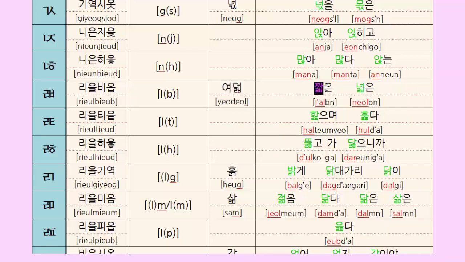Now look at this example. This one is 짤 when pronounced alone, 짤. And this letter is followed by a vowel of the next letter. So liaison or linking occurs, and 비읍 moves to the next letter. So this 은 becomes 분, 짧은, 짧은. And this one is 넓은, 넓은.